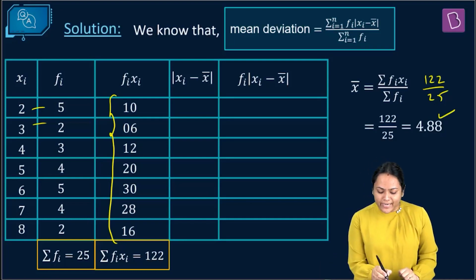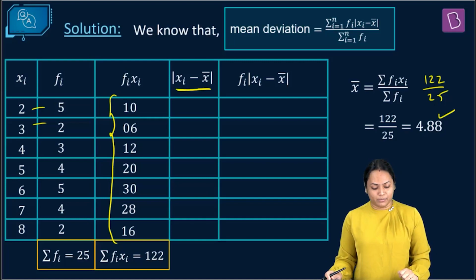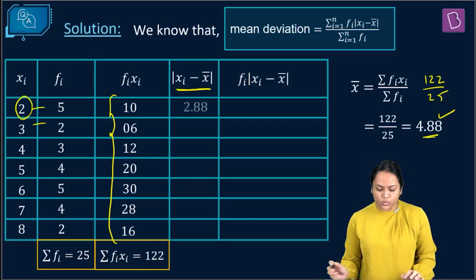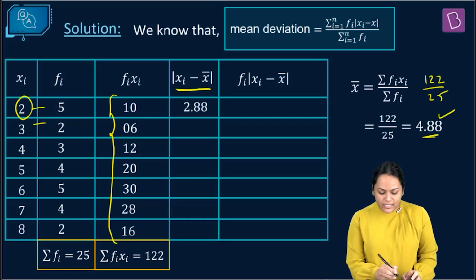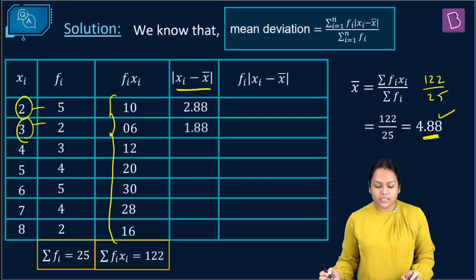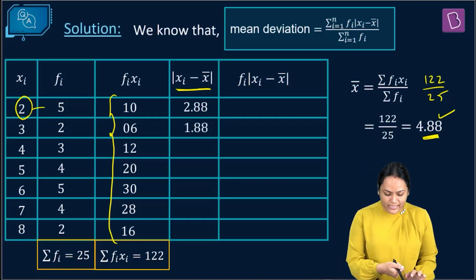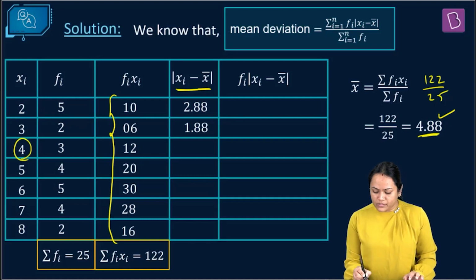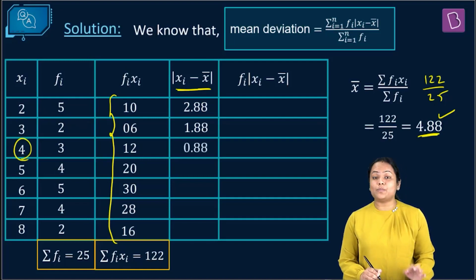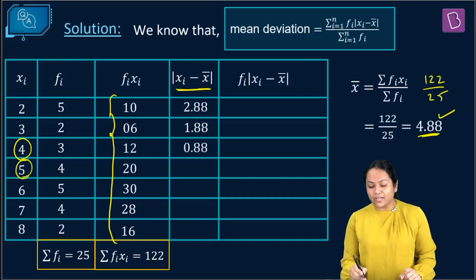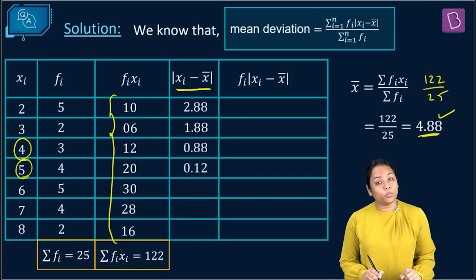Now I have to find xi minus x bar. So xi is 2, my mean is 4.88, so the first value is 2.88. Then I have 3, again my mean is 4.88, subtraction is 1.88. Then I have 4 and again mean is 4.88. When I subtract, it's 0.88. And then I have next as 5 and 4.88, the subtraction is 0.12.